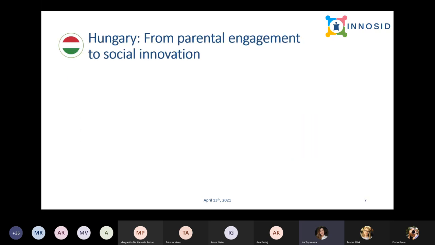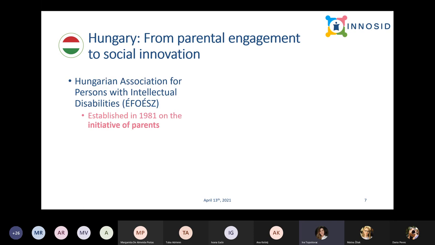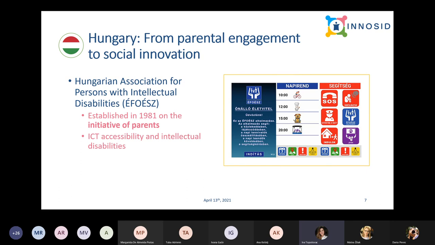Okay, so moving on to good practices from Hungary, which is the Communicator application. Matea has mentioned the Croatian version of the Communicator, and she has said that this application is meant for persons with complex communication needs. Complex communication needs, if you don't know, refers to people who cannot cope with everyday communication situations by means of speech alone. So the Communicator provides them an opportunity to communicate using icons representing everyday actions, terms, etc. This Communicator application, which is similar to the Croatian one, was developed by a Hungarian Association for Persons with Intellectual Disabilities, which was established in 1981 on the initiative of parents.